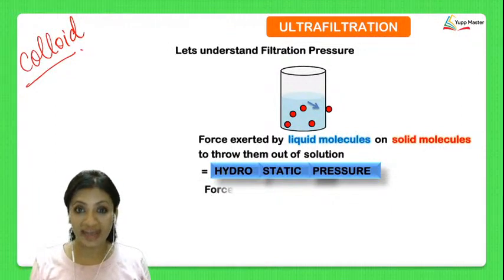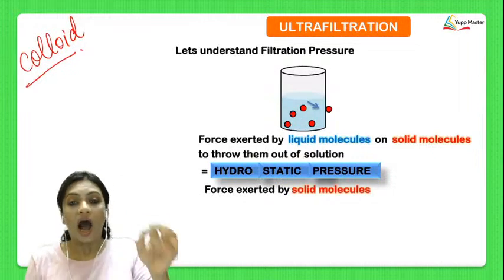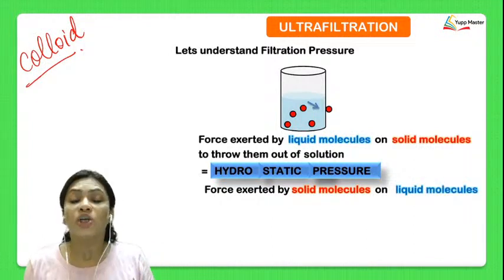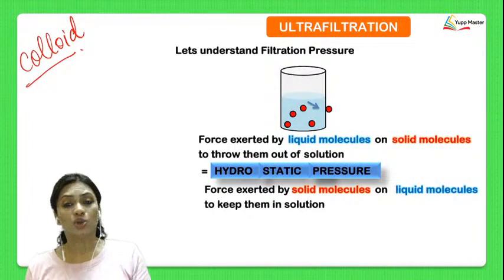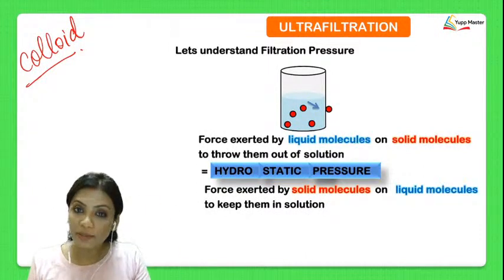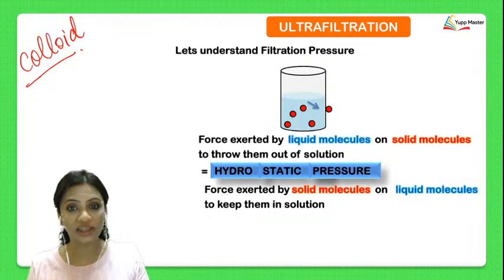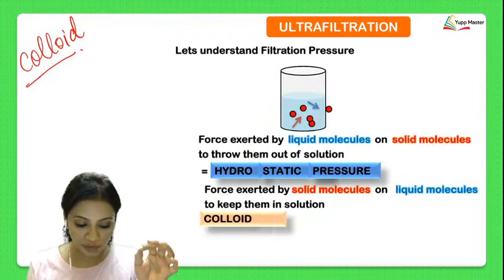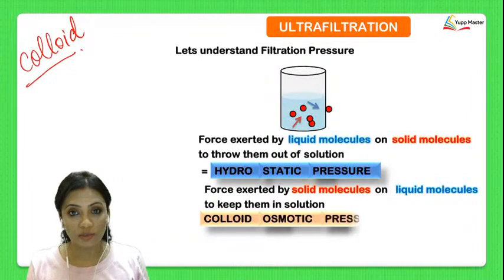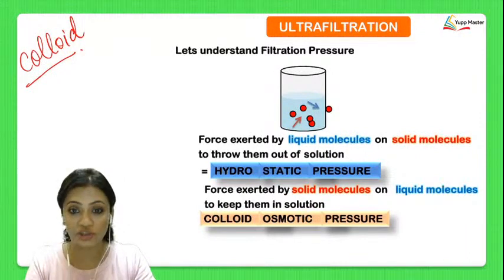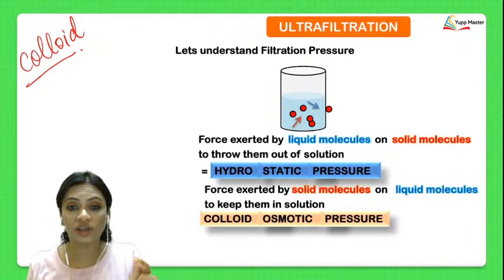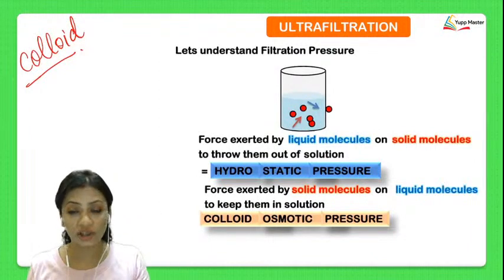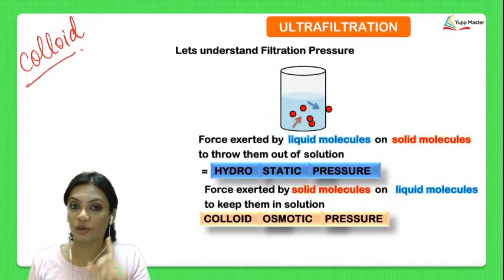This can conclude that even the solid molecules are going to exert some pressure on the liquid molecules. Why? To stay in the solution. Okay, so in order to stay in the solution, the solid molecules will in turn put some pressure on the liquid molecules just so that they can stay inside. This type of pressure is going to be called the colloid osmotic pressure. Did you understand these two pressures? Liquid on solid. What pressure? Hydrostatic pressure. Then the pressure put by solid on liquid. Which pressure? Colloid osmotic pressure. You remember what a colloid is?